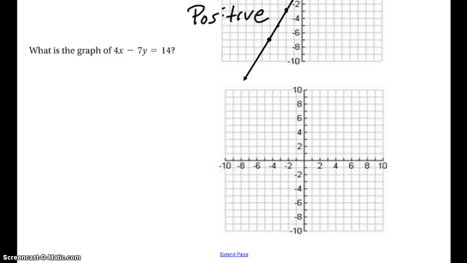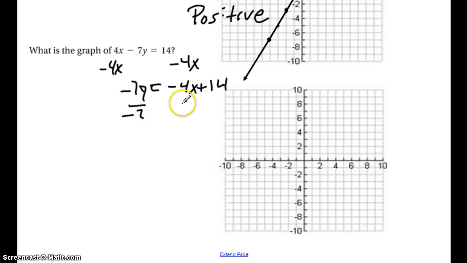Let's try this one here. First step, subtract 4x from both sides. And we're going to have, drop that negative, 7y equals negative 4x plus 14. Divide everything by negative 7. When I say everything, I mean everything.